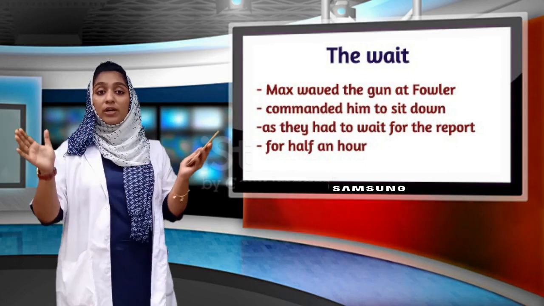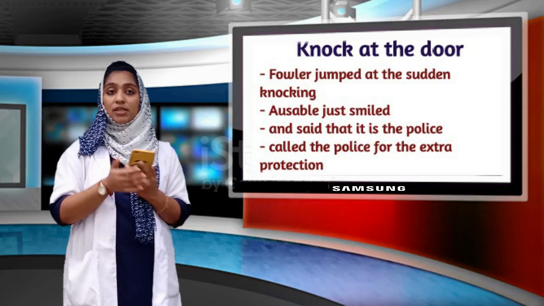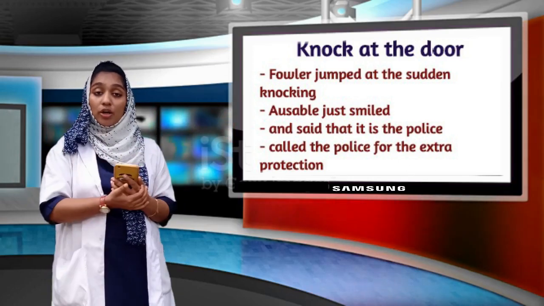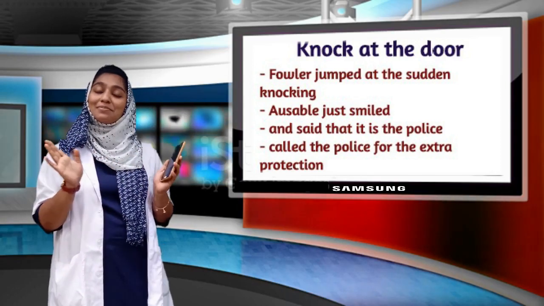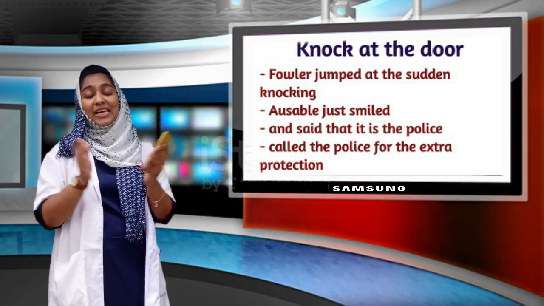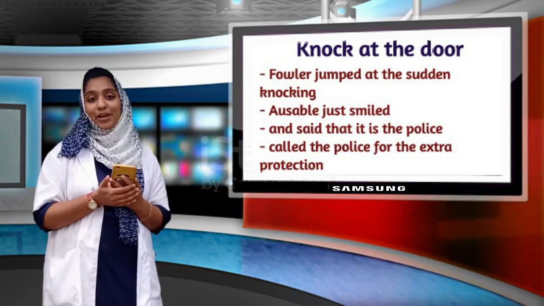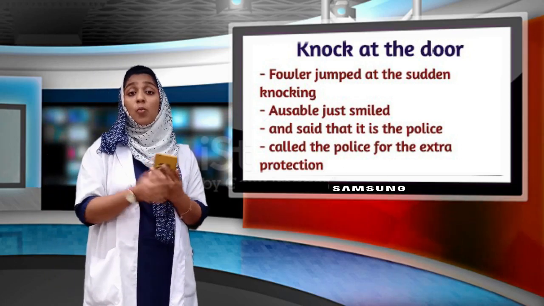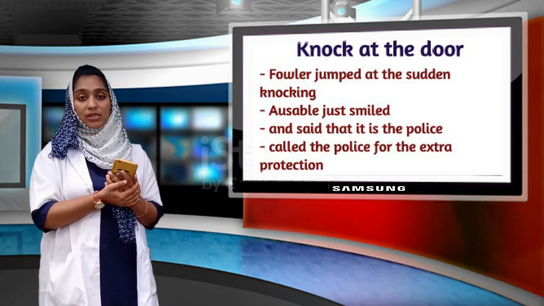So everyone was eagerly waiting. Suddenly, there was a knock at the door. Fowler jumped at hearing that knocking. Max was also frightened, but Ausable seemed cool. He sat there smiling and said, "Yes, the police have arrived, and I have called the police for extra protection." Why extra protection? Because that paper was that important.